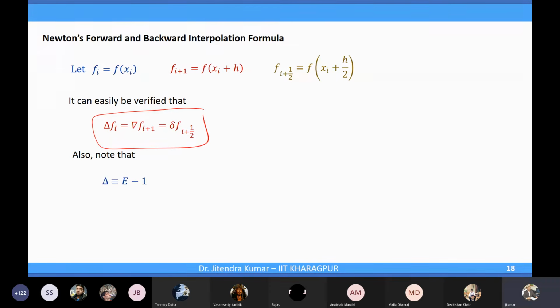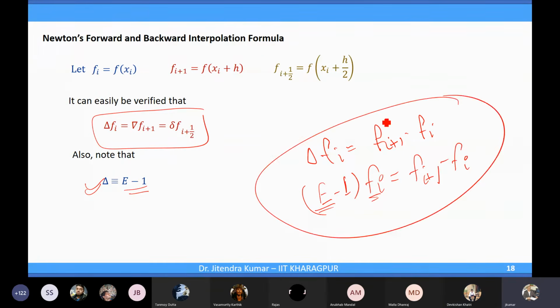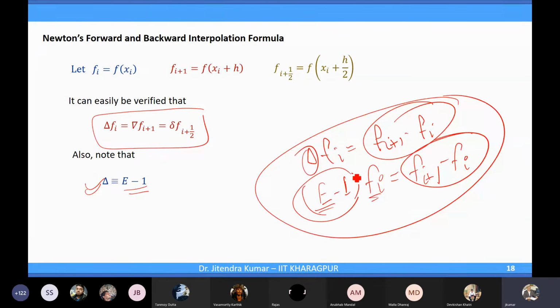Also, you note that this forward operator is equal to E minus 1. Why E minus 1? They are equivalent. If you apply this forward difference on f_i, what is the result? f_(i+1) minus f_i, correct? And when you apply E minus 1 on f_i, you have E on f_i, that is f_(i+1), the shift operator, minus f_i. So this is the same thing. The right hand side is the same for both. So this forward operator or E minus 1, they are the same.